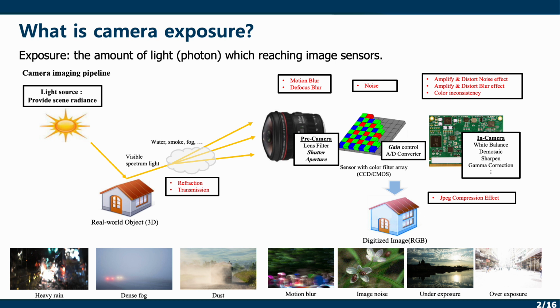In the camera imaging pipeline, this light passes through several stages including pre-camera elements like the lens filter, shutter, and aperture, which can introduce various effects such as motion blur and defocus blur. The sensor with a color filter array then captures the light, followed by processes like gain control, A/D conversion, and in-camera operations such as white balance, demosaic, sharpening, and gamma correction.